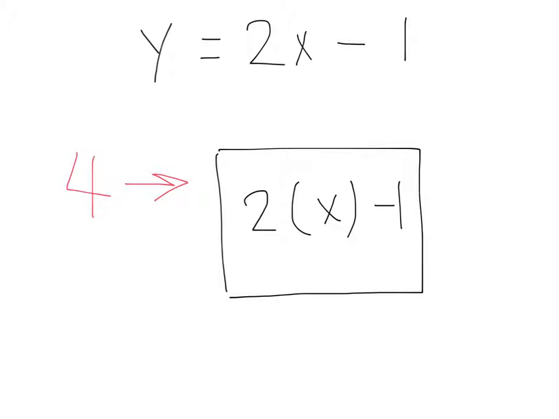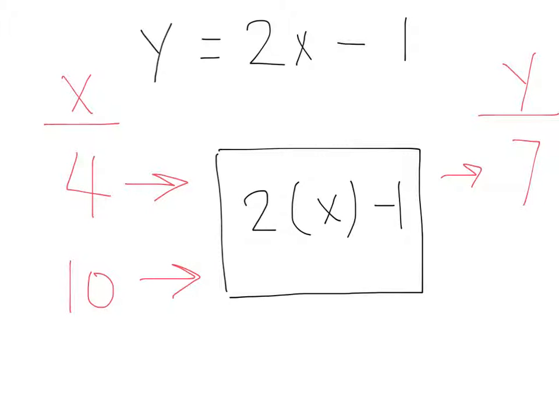So if I put the number 4 into the machine, what number comes out? If I do 2 times 4 minus 1, what number comes out, Dara? 7. Okay, and the number that goes in is the x, and the number that comes out is the y. If I put in 10 into the machine, what number comes out? Noi? 19. Is there a unique y value for every x value we put in? And that's what a function is. A function is a mathematical rule that gives you one y value for every x value that you put into the machine.